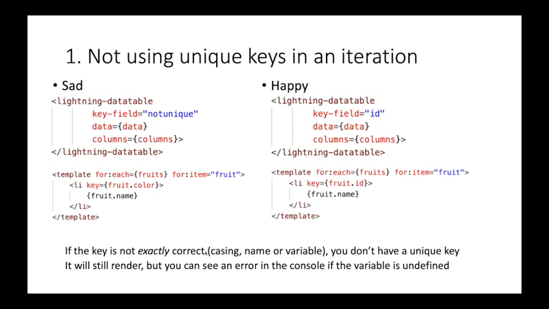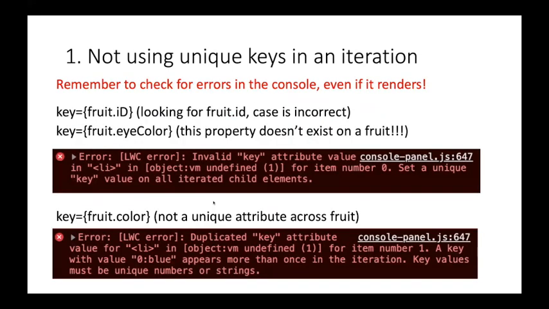Then you have to make sure the key is exactly correct. If it's not correct, so if the case or the name of the variable is wrong, or the variable is undefined, you do not have a unique key, but your tables will render, and your iterations will render. So what you can do is look in the console and see if you have any errors. Here's an example of using an identifier where I use the wrong case.